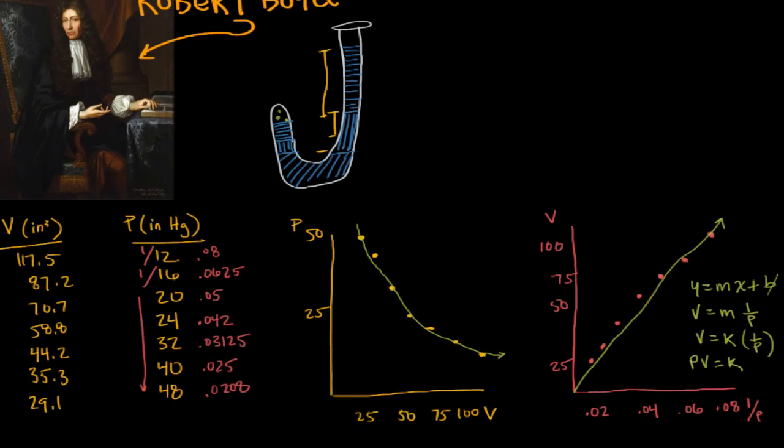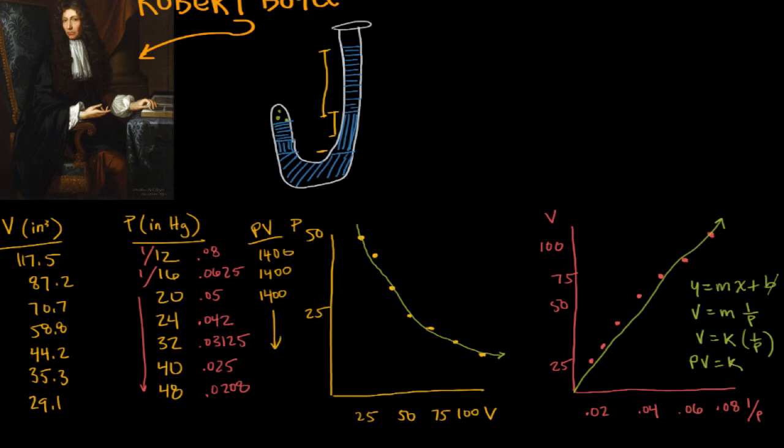So let's test this out by going back to those original values that Robert Boyle plotted. If we measure the product of the pressure and the volume here, we'll see that 117 times 12 is just about 1400, and 87 times 16 is just about 1400. And in fact, all of these volumes multiplied by the pressure, the product is always almost exactly 1400.